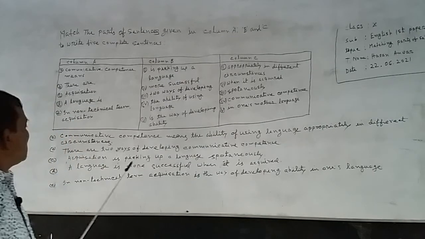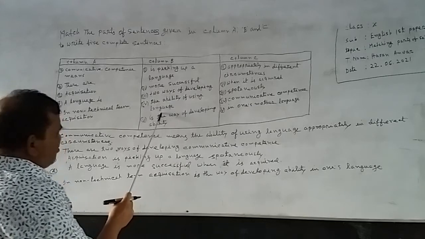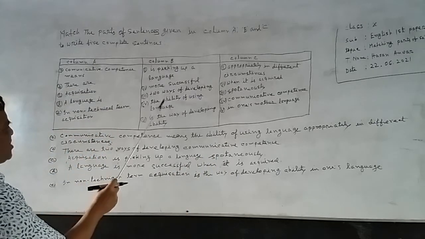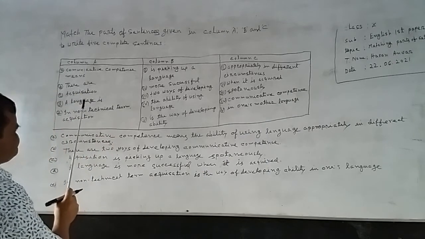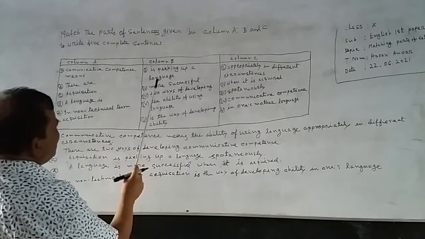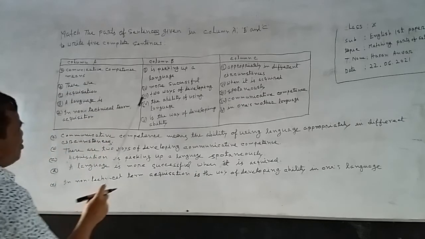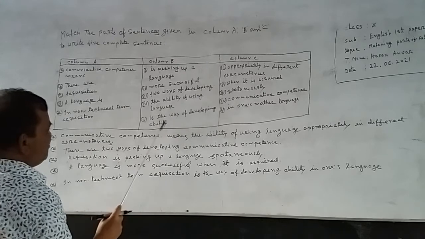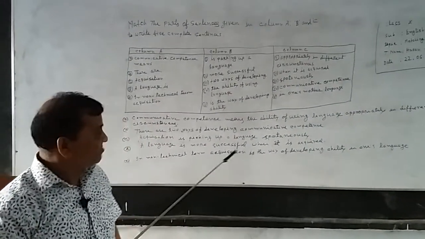We discuss how to match the parts of sentences. Communicative competence means the ability of using language appropriately in different circumstances. There are two ways of developing communicative competence. Acquisition is picking up a language spontaneously. A language is more successful when it is acquired. In non-technical terms, acquisition is the way of developing ability in one's mother language. I hope you understand the matching parts of sentences.